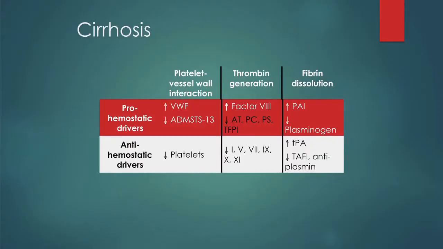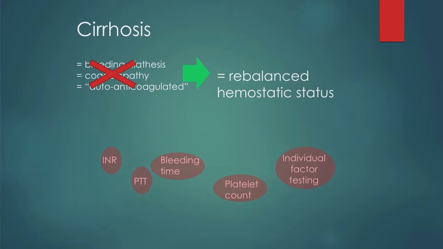This is just another graphic to show which ones are pro- and antithrombotic, but we went over it. So we can say that these patients are not necessarily auto-anticoagulated, but it's been recently redefined as a rebalanced hemostatic state. Most of these patients tend to live in a prothrombotic state, and that's why they don't bleed, even long-term cirrhotics, because they're in this fine balance. Even though their platelets are low and their factors are low, they're not actively bleeding every day. So they tend to be in a more prothrombotic state.